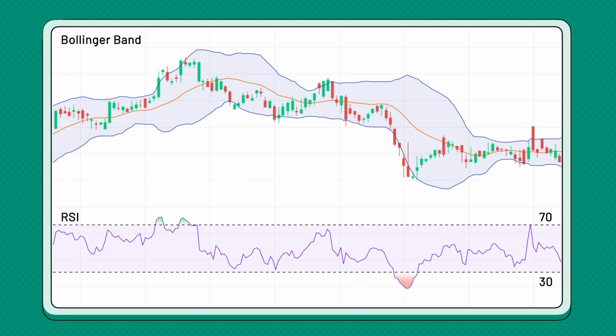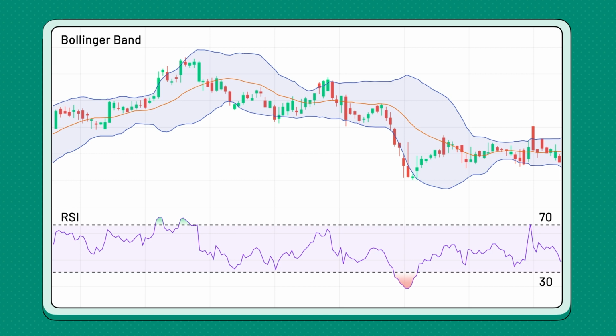Now let's combine it. In Bollinger Bands indicator, if there's a huge movement, we can pretty much predict that it will return back to the average line. When the price goes above the upper band, you can open sell. When the price goes below the lower band, you can open buy.